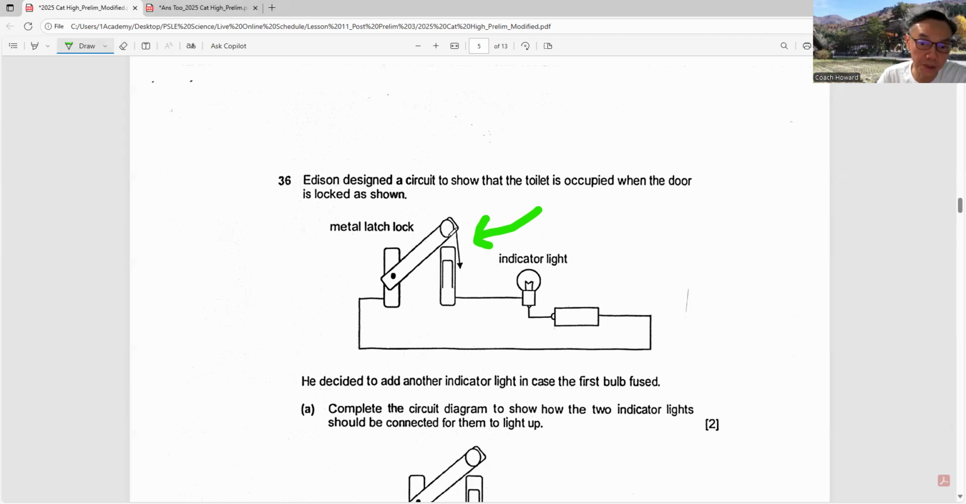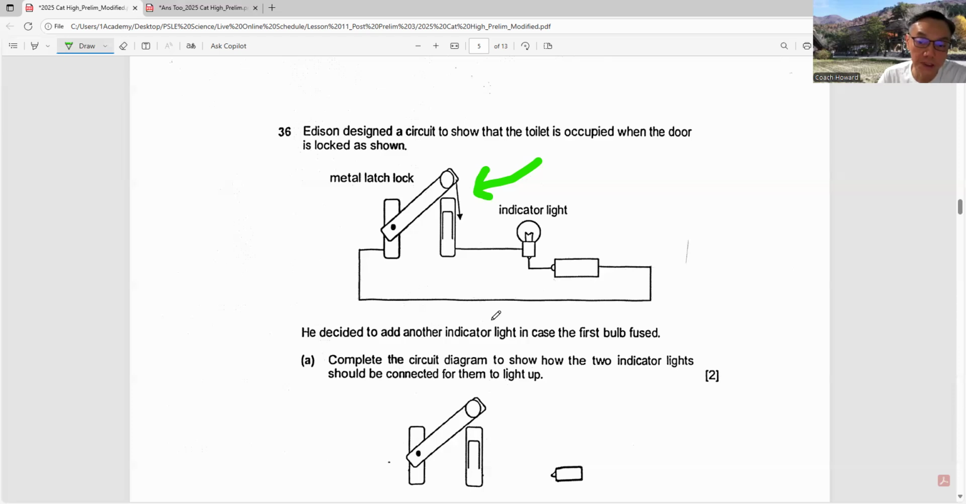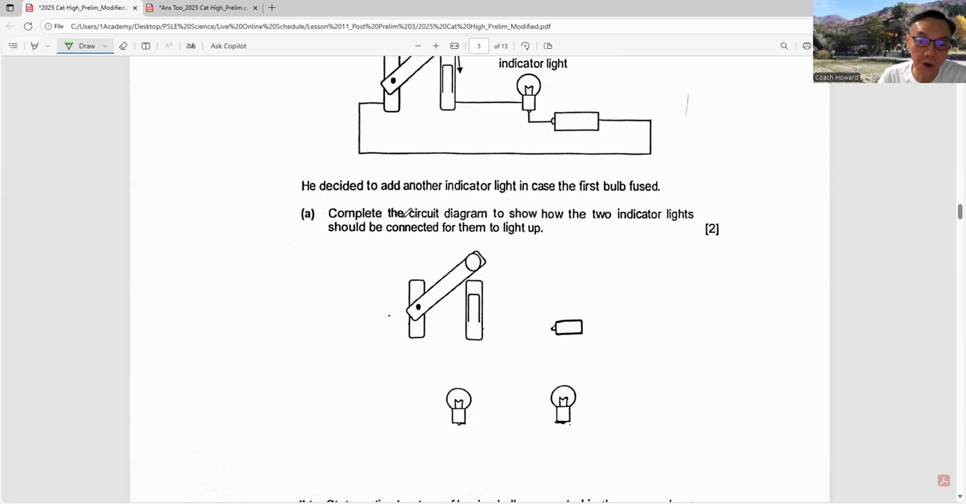So this part is open. So when it is being pressed down, it will form a closed circuit. So they ask you to complete the circuit diagram to show how the two light indicators should be connected for them to light up. Okay.